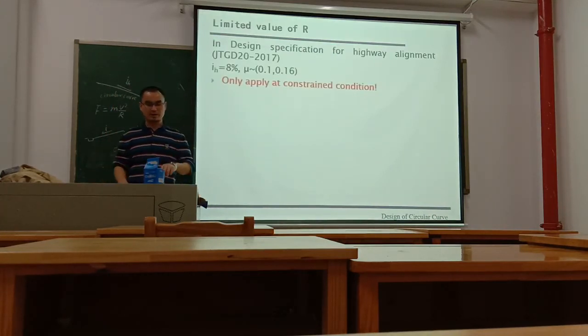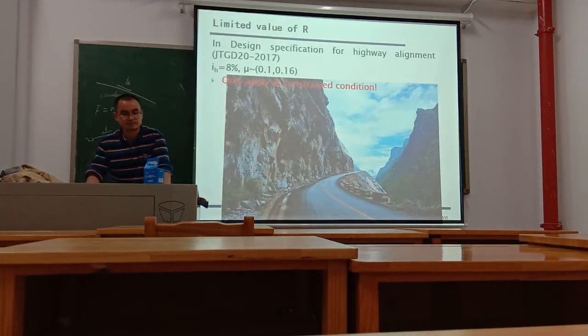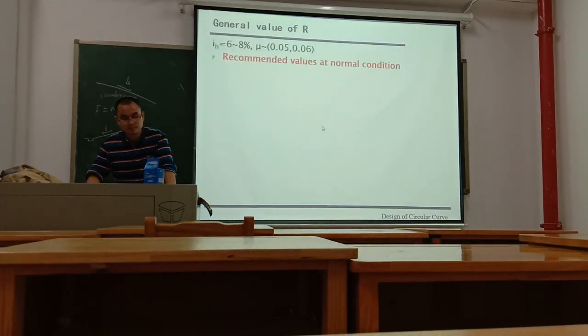In design specification for highway alignment, IH is equal to 8%, mu is changeable from 0.1 to 0.16. Only apply at a constrained condition. IH is equal to from 6 to 8%, mu is 0.05 to 0.06.